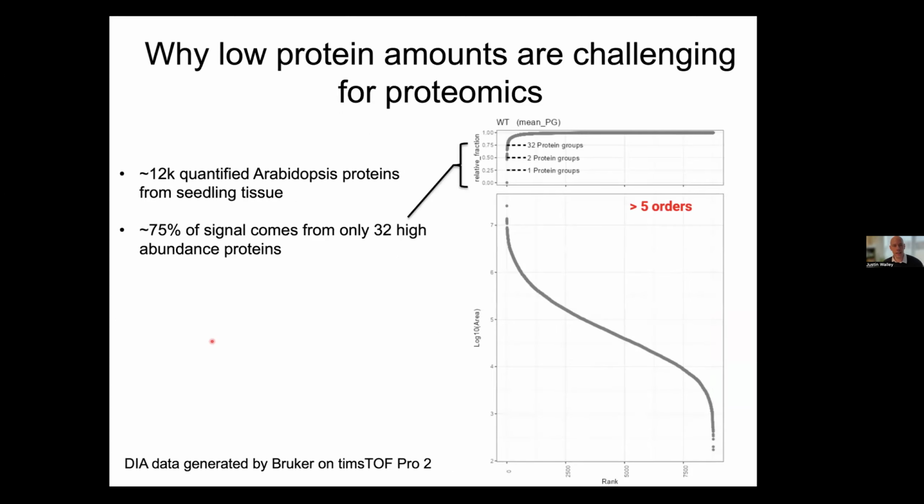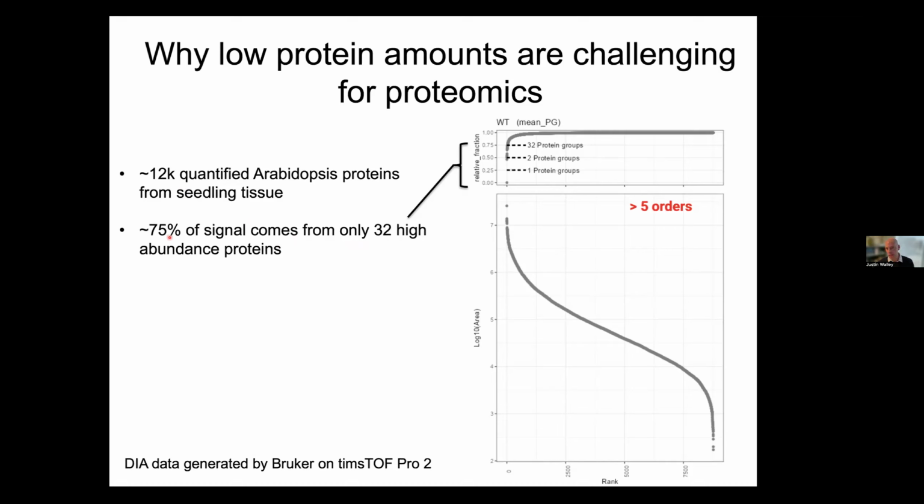And to highlight this dynamic range issue, here's some data that Bruker generated for us a year or so ago. What is shown here is just bulk proteomics of Arabidopsis seedling tissue. In this analysis, 12,000 proteins were quantified. But if you rank order the proteins based on their abundance or signal intensity, 75% of the intensity, or ions that we're analyzing, come from only 32 of the proteins. So again, 32 out of the 12,000 proteins quantified account for 75% of the signal.